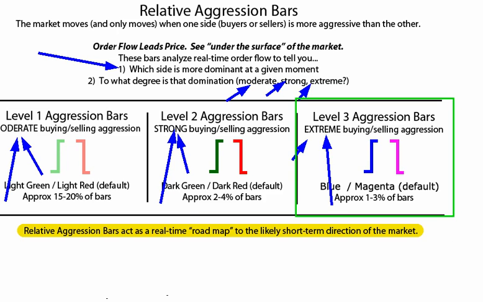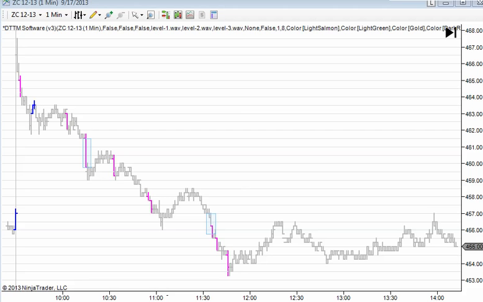Let's look at an example from today. Here is the corn market, which had a nice move down. Again, I've stripped everything off this chart. I took off the filter, the real-time support and resistance, the decelerations, and the level 1 and level 2 bars. All I've left are these level 3, or extreme, buying and selling aggression bars.